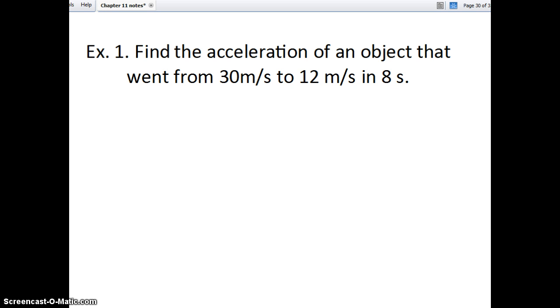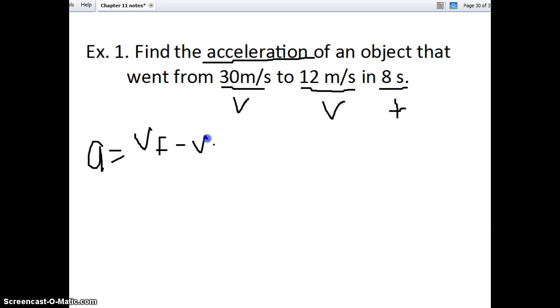So we're going to do a couple of problems. Find the acceleration of an object that went from 30 meters per second to 12 meters per second in 8 seconds. So this meters per second was a velocity, this is a velocity, and 8 seconds is a time. And we are looking for acceleration. So first you always write down the equation. So A equals Vf minus Vi over your t. And if you forget to write the delta sign, that's fine as well.